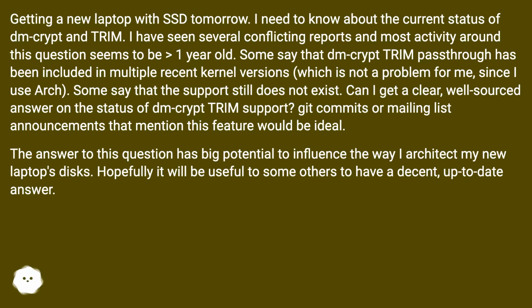Some say that the support still does not exist. Can I get a clear, well-sourced answer on the status of Dm-Crypt trim support? Git commits or mailing list announcements that mention this feature would be ideal. The answer to this question has big potential to influence the way I architect my new laptop's disks. Hopefully it will be useful to some others to have a decent, up-to-date answer.